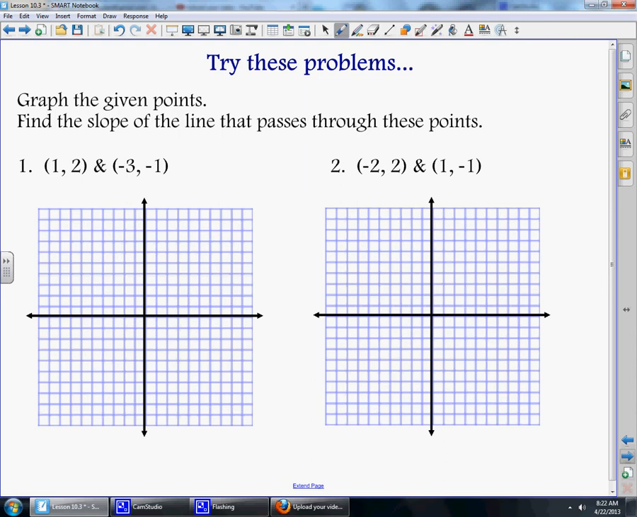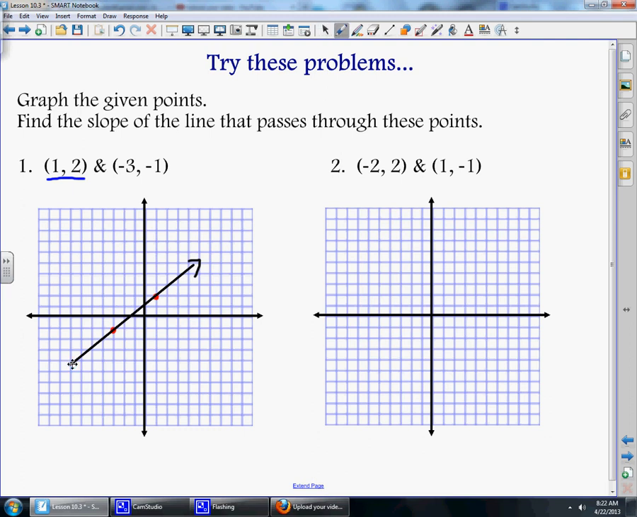So these problems here, I'd like you to try on your graph paper. You're going to graph the points and then find the slope of the line that passes through them. So first we have (1, 2). So we move to the right 1 and up 2, and we graph that point. And then we're going to move to the left 3 and down 1. And we graph that point. So we're going to connect those together with a line. And we're going to find the slope of that line.